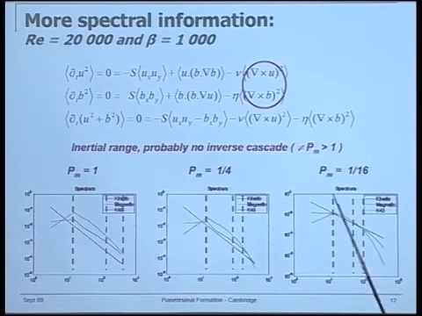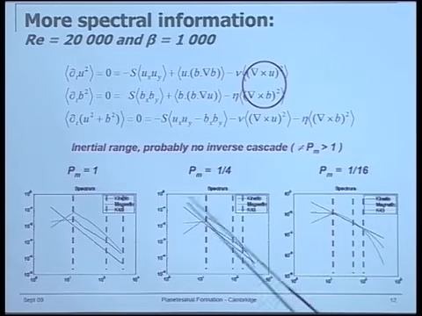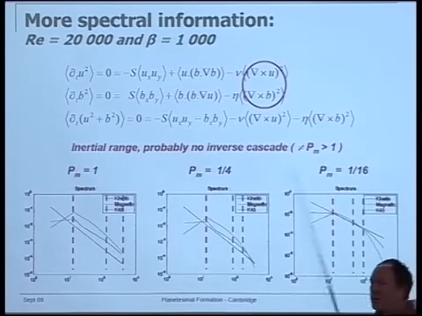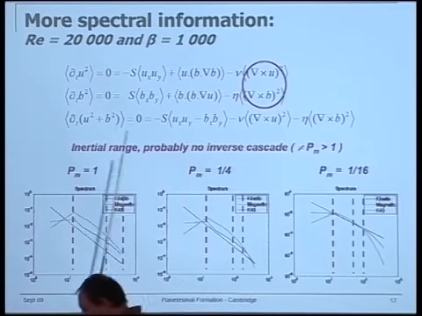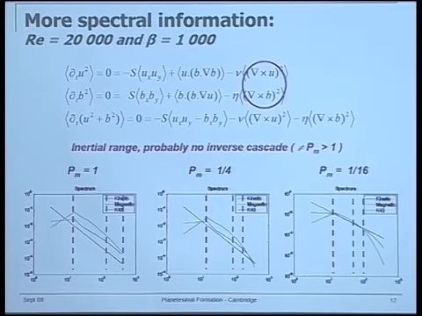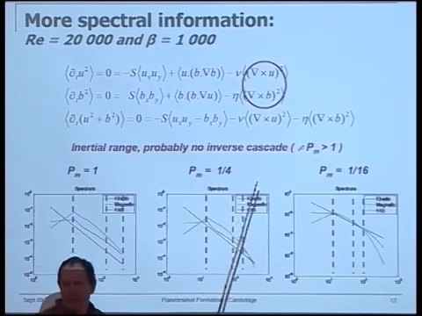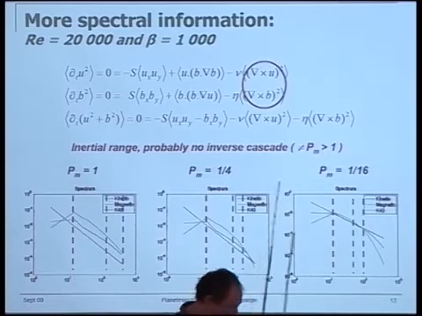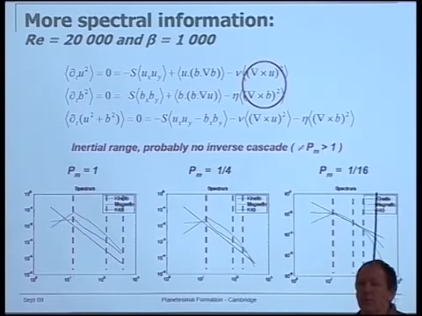The important conclusion here is that in this situation, we are in the small Prandtl number regime. It looks like there is no inverse cascade. It's not quite sure yet, but it looks like there is no inverse cascade. And that's very different from what's going on at large Prandtl number, especially in the dynamo problem that Sébastien has talked about.